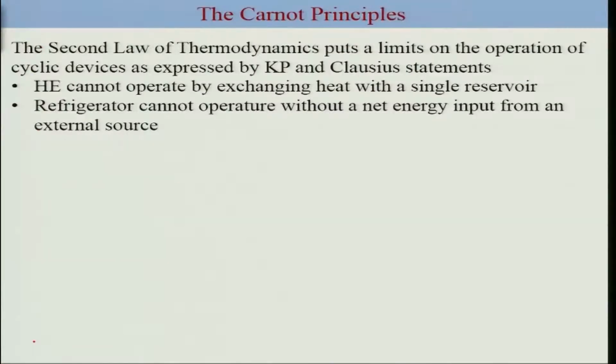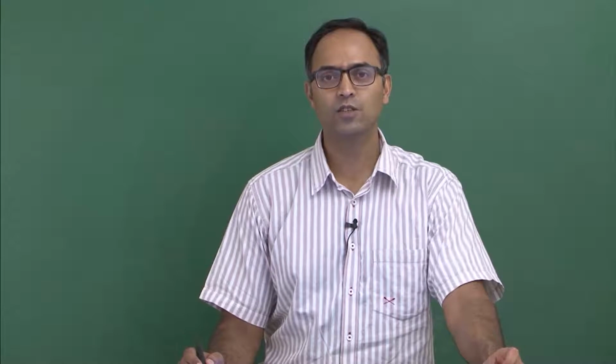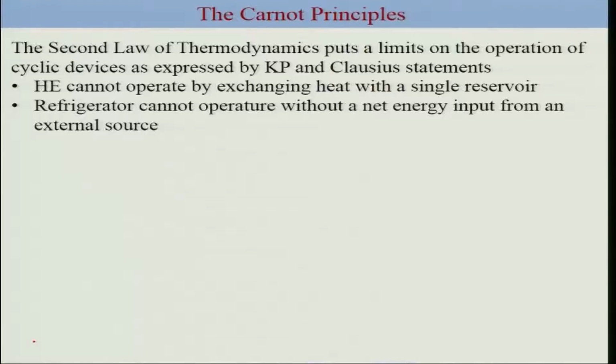So let me go through what limits have been put on the operation of a cyclic device. We have the Kelvin-Planck and Clausius statements, and these statements put some conditions or limitations on the operation of a cyclic device. It states the following: a heat engine cannot operate by exchanging heat with a single reservoir. That comes directly from the Kelvin-Planck statement. And a refrigerator cannot operate without a net input from an external source.